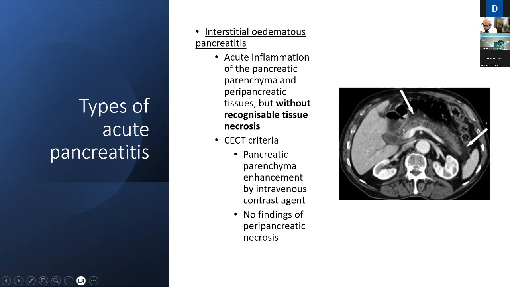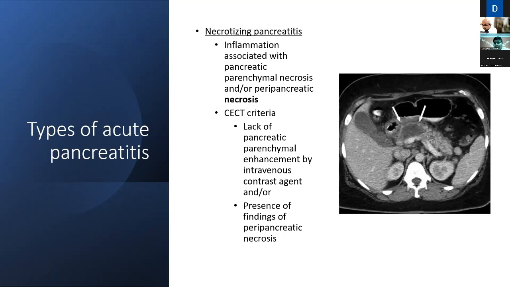and there is also peripancreatic fat stranding visualized, but there is no area of non-enhancement, like no area of necrosis seen. In acute necrotizing pancreatitis, the inflammation is associated with necrosis, either parenchymal or peripancreatic. And in CT, you can clearly see at the neck or body part there is a lack of pancreatic parenchymal enhancement. The other pancreas is enhancing well.